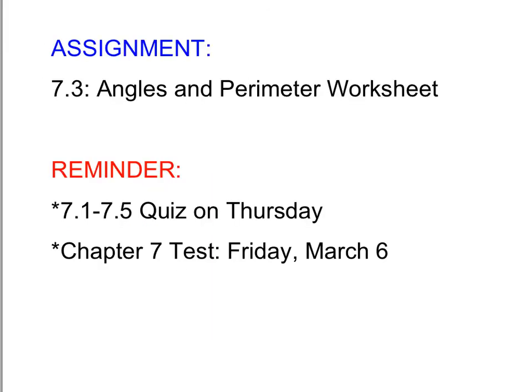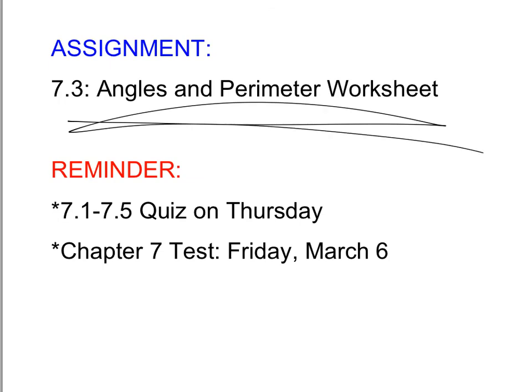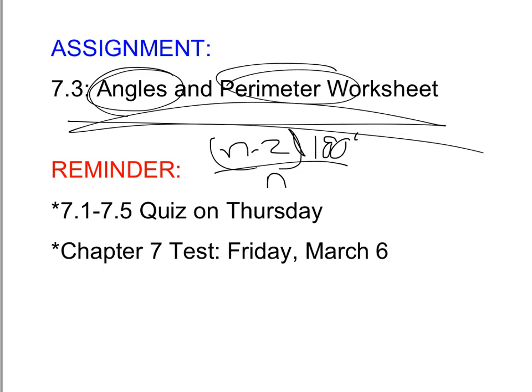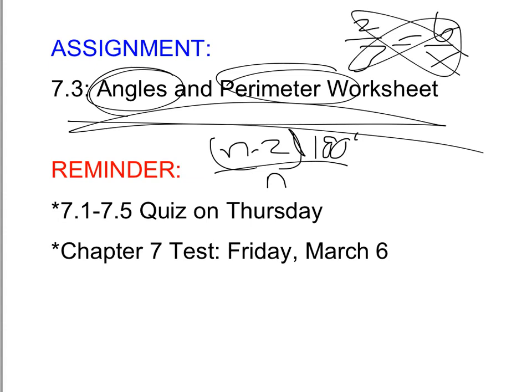This is what your assignment is for today. It's just a worksheet. It's on that front table. The front side is finding the individual angles, so using the n-2 times 180 divided by n. And on the back, it's the perimeter stuff, so setting up the ratios of similarity and the proportions, that kind of stuff, and solving. Reminder, your next quiz is next Thursday.